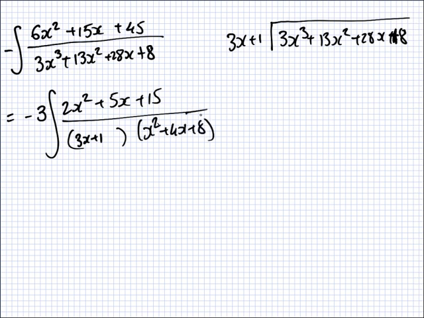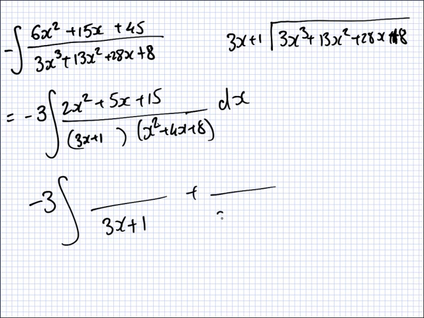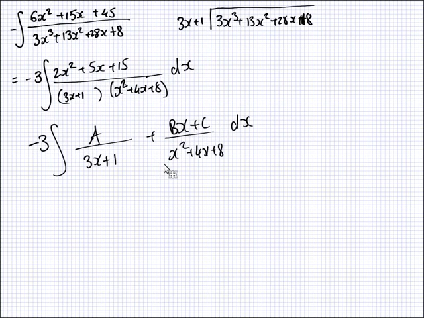Now, does this have factors? It doesn't actually. No, it doesn't. There's no factors. So what we do, we can change this into something over 3x plus 1, and then here, x squared plus 4x plus 8 dx. What goes here? What letter? A. Bx plus C. So now we want to find the a, b, and c.